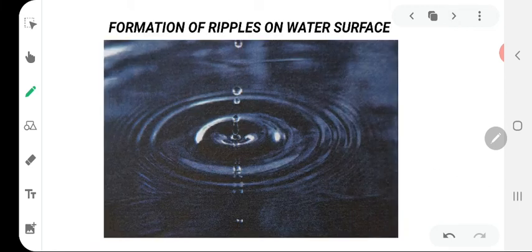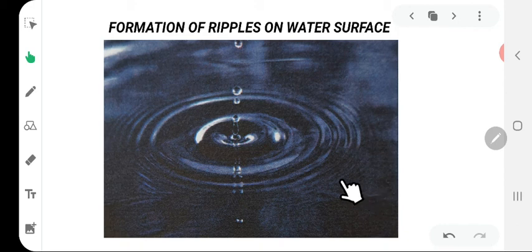Now let us understand this by a very common example. Let a stone be thrown into a pond. It will start ripples which will spread out in all directions on the surface of the water. The formation of ripples on the surface of water is a very good example of wave motion. Here, water is the medium of wave motion.